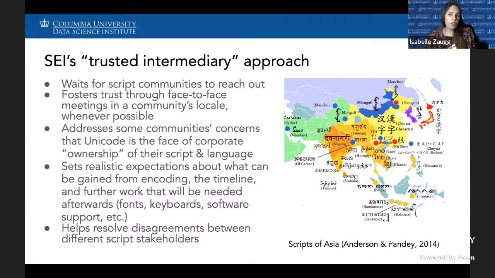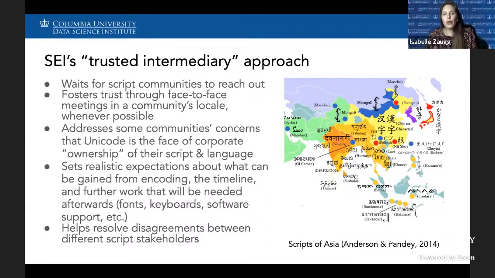Whereas when a script community, through their own engagement with digital technology, understands the role that Unicode can play in helping them achieve the goals that they care about, then when they reach out to the Script Encoding Initiative, it becomes a much more community-driven and fruitful engagement.